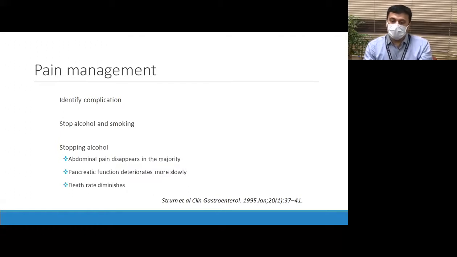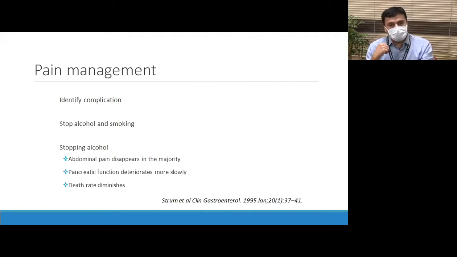So coming to the management of pain, the first and foremost is to identify the precipitating factor. Is there an ongoing history of alcohol intake or smoking? Patients should be advised to stop, and if it's difficult to stop alcohol intake, they should be given consultation with the psychiatrist for rehabilitation and de-addiction. Stopping alcohol has been found to make the recurrence of abdominal pain disappear in patients who stop alcohol intake.